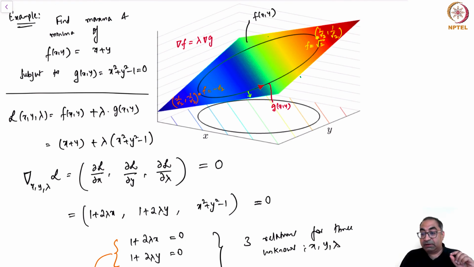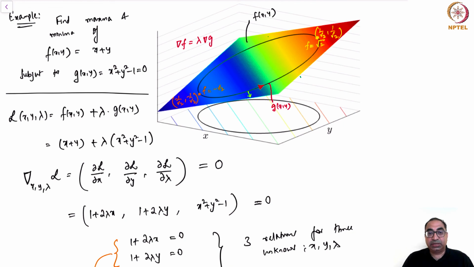The moment we have a function that we have to maximize or minimize subject to a constraint, let's say call it g, then we define a Lagrangian function, which we can call L. This Lagrangian function is now a function of three variables, x comma y comma lambda. It is written in a simple algebraic form, f plus lambda g. It could be f minus lambda g as well.